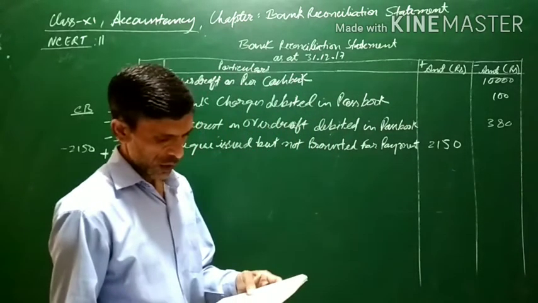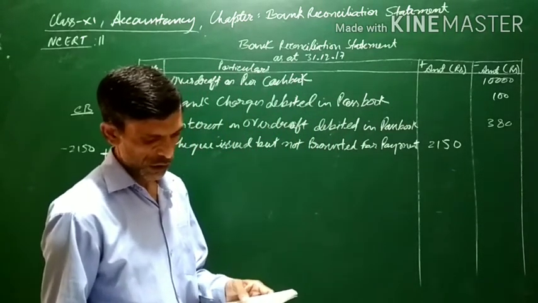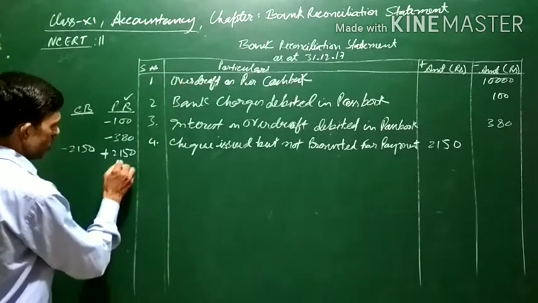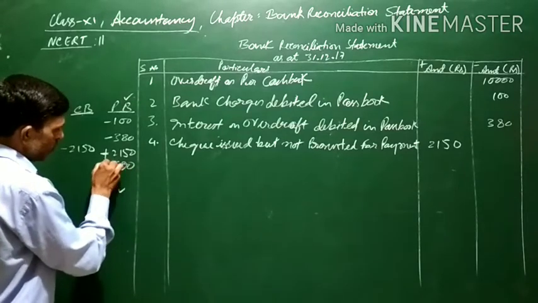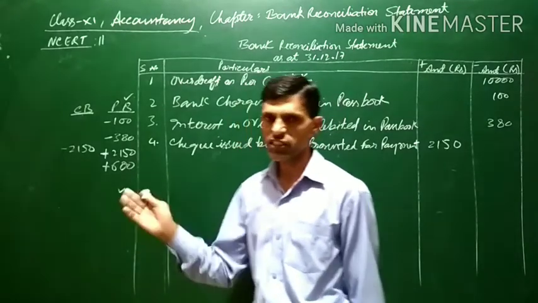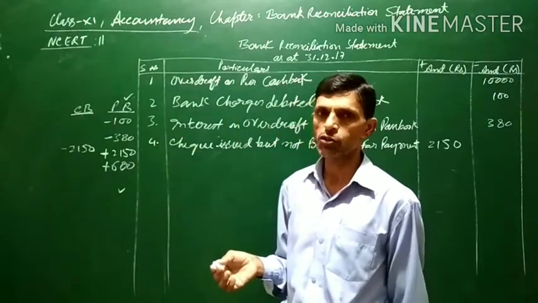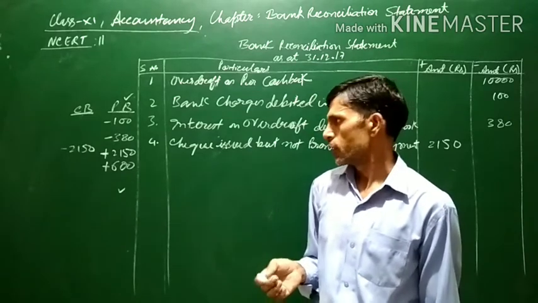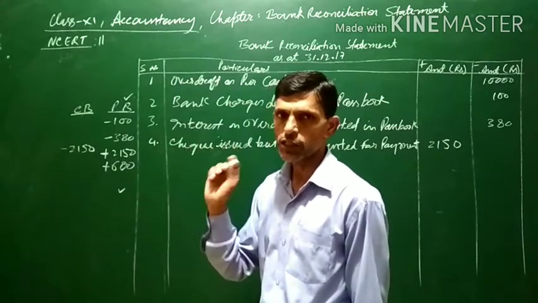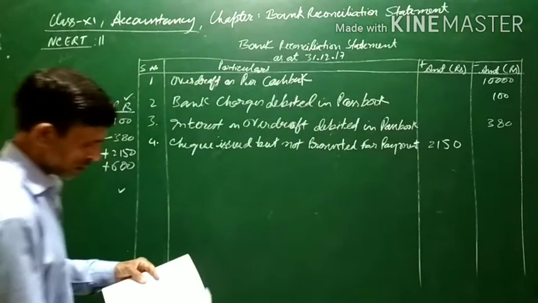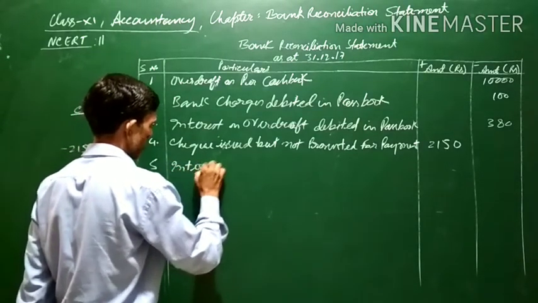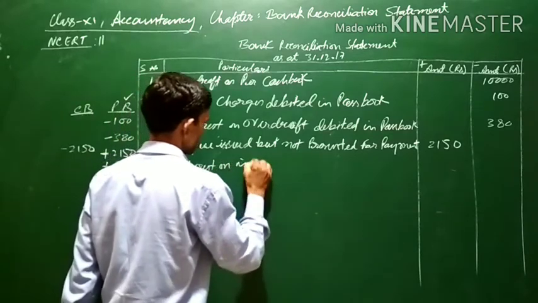Now the next transaction: interest on investment collected by bank and credited in the passbook, the amount of rupees 600. It has been collected by the bank, which means it has been credited in our account. So in the passbook there will be an excess balance of 600 on account of the interest collected by the bank. But in the cash book there will be no such entry. So what has happened in the passbook? There is an addition of 600 on account of interest on investment collected.